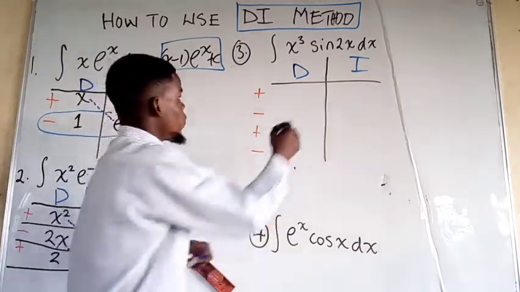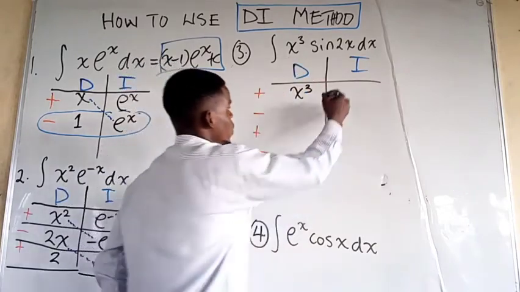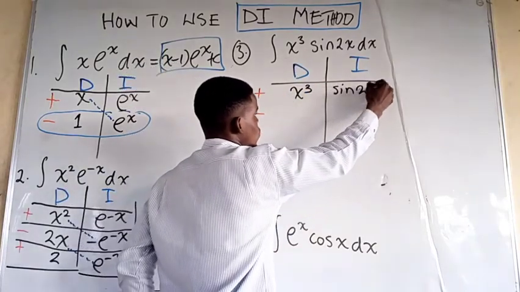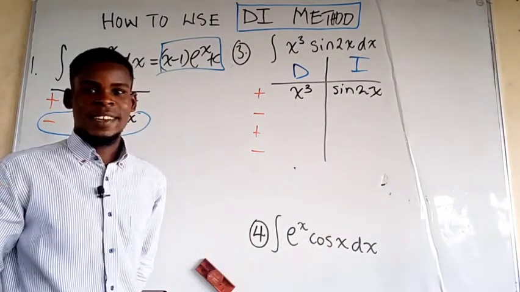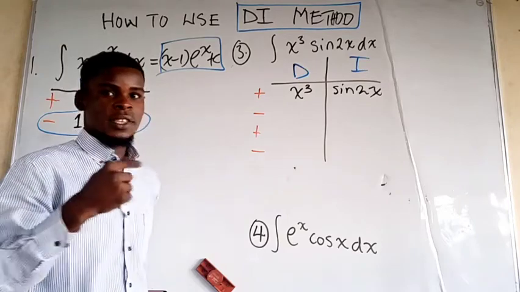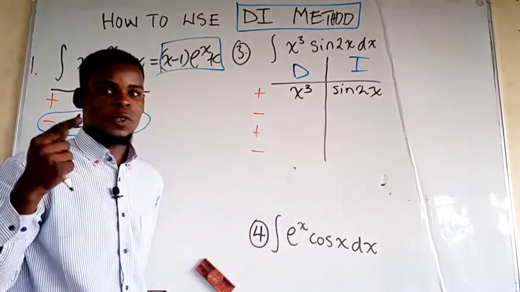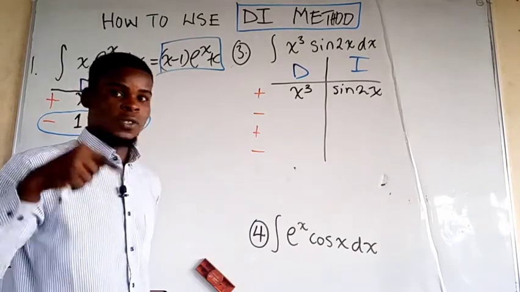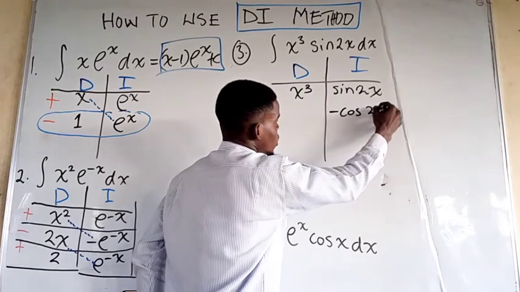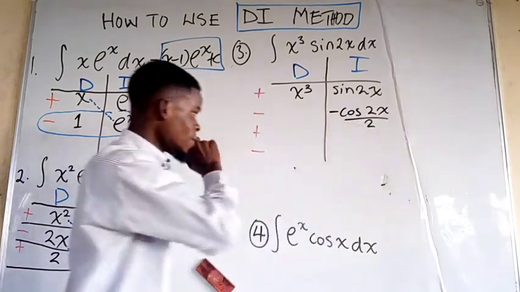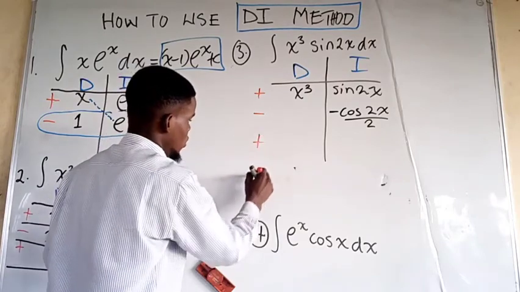Well, here we put down the one we have to differentiate, which is this one, and then we integrate sine 2x. Well, you know that the integral of sine x is negative cosine x. So for sine 2x, you just have to bring the constant to the denominator, that is negative cosine 2x over 2 when you integrate. So here we have negative cosine of 2x over 2 as the integral of that. Maybe let's bring this one down a little bit.